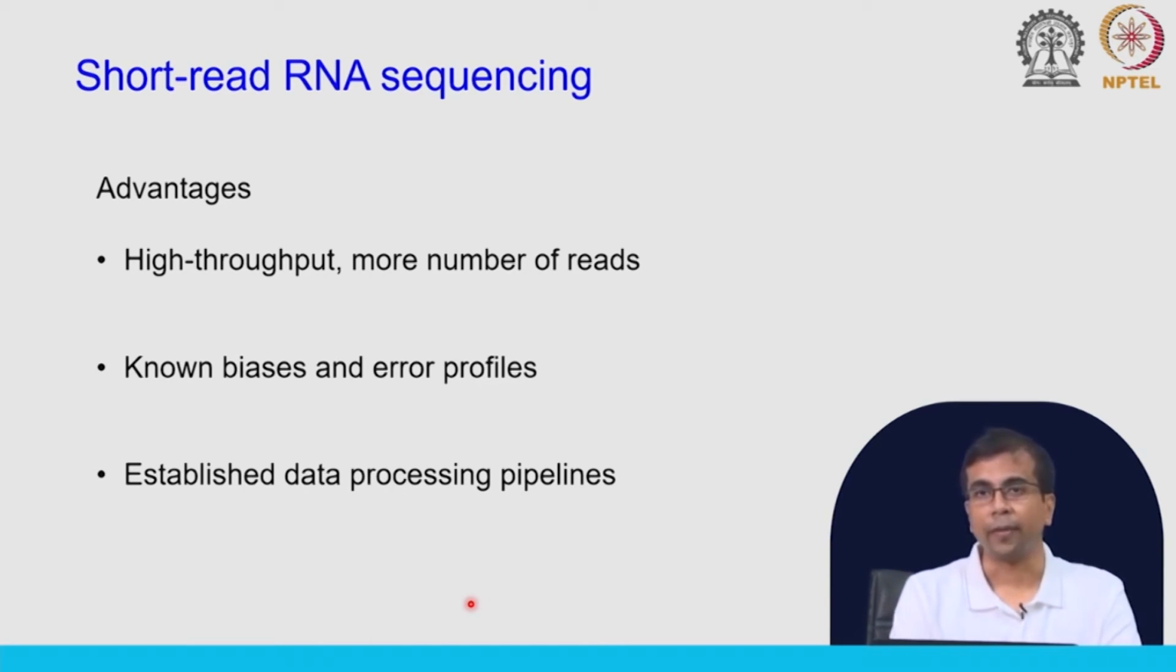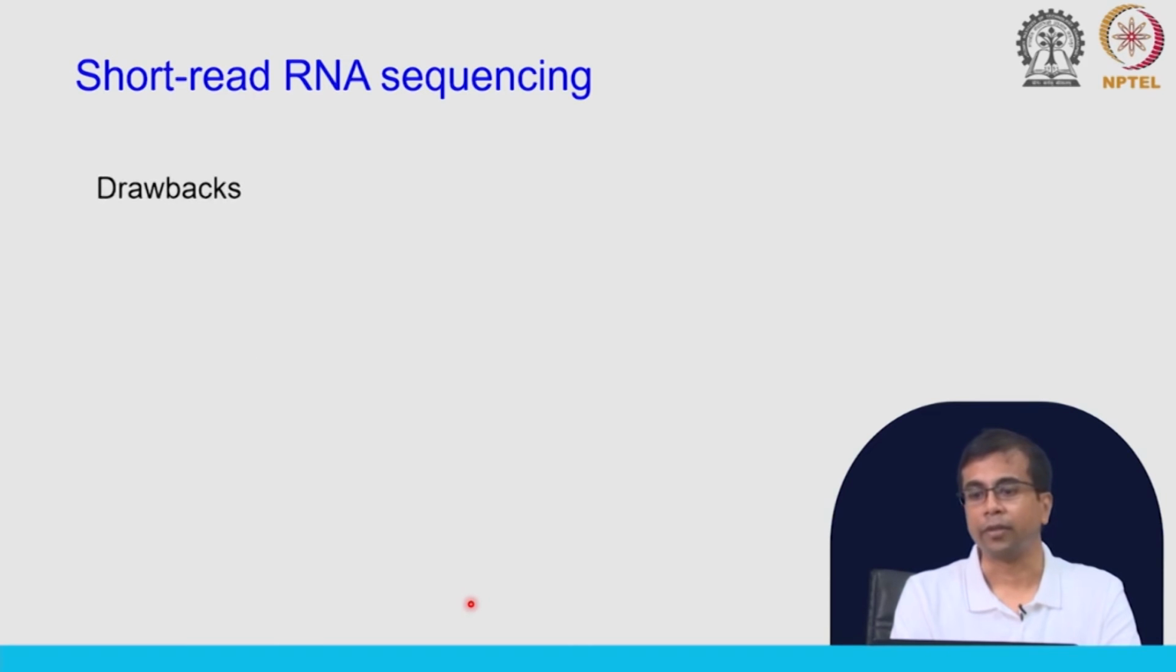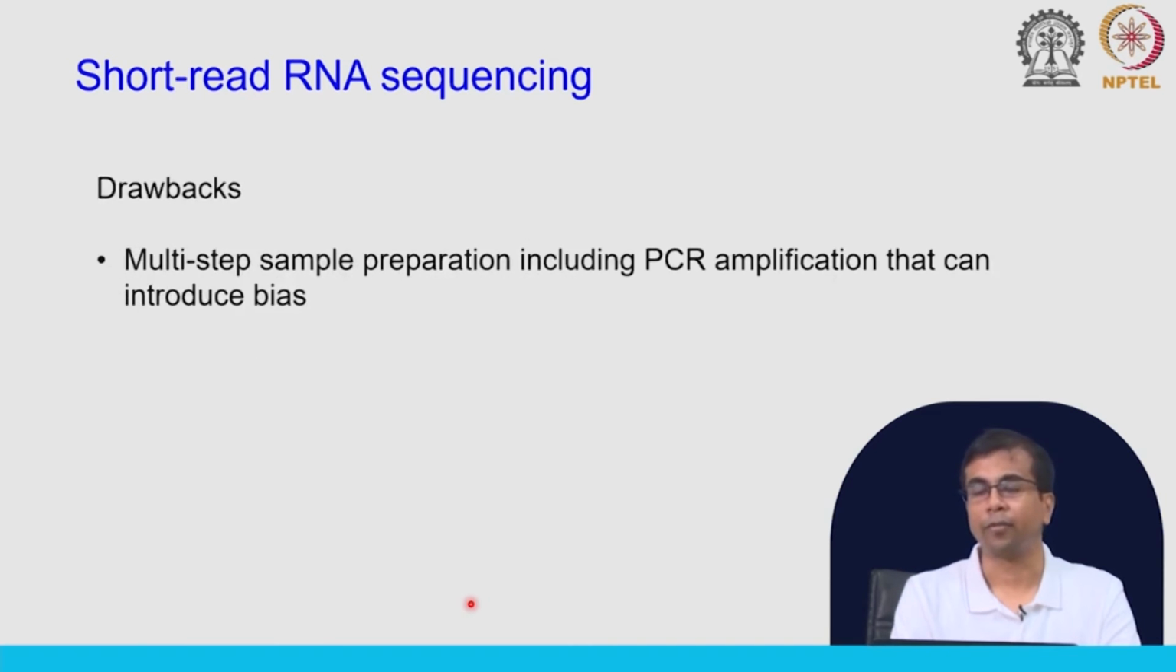What are the drawbacks then? Why don't we always use Illumina, or why do we need long read sequencing at all? One of the first issues is the multi-step sample preparation. For short read sequencing we need this multi-step preparation, we need this bridge amplification step, and this can introduce bias in the data. So, this is a problem.